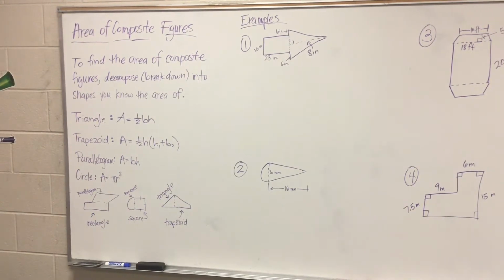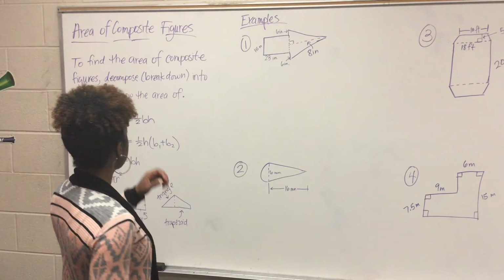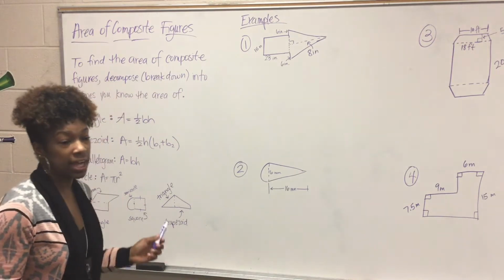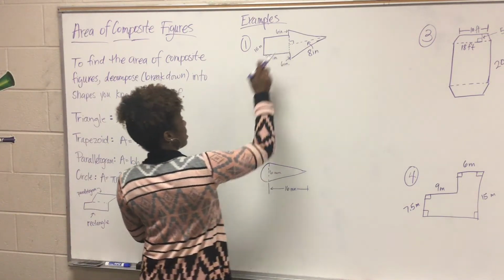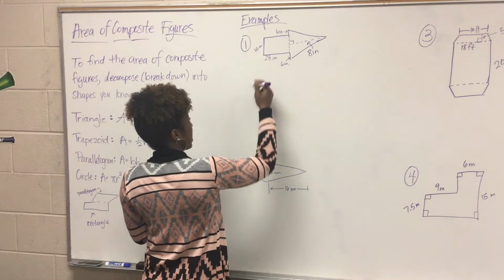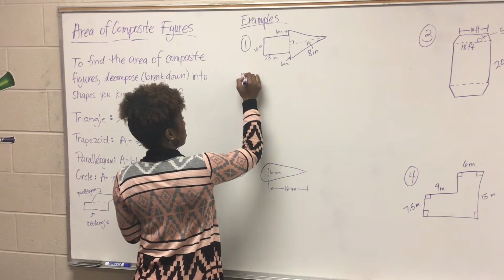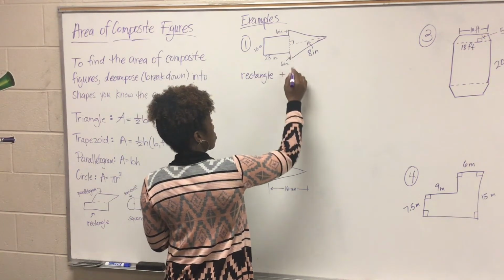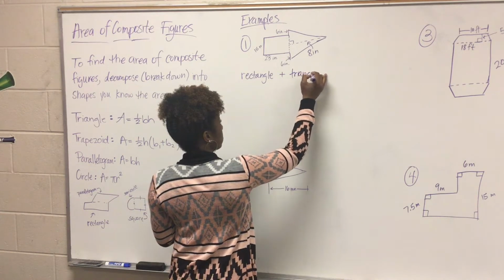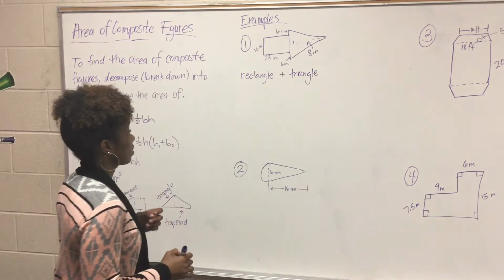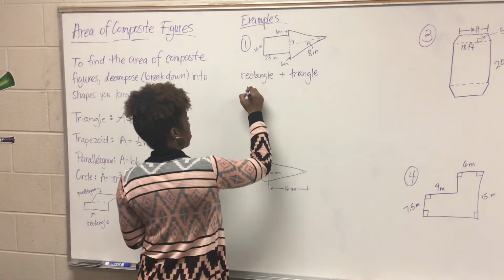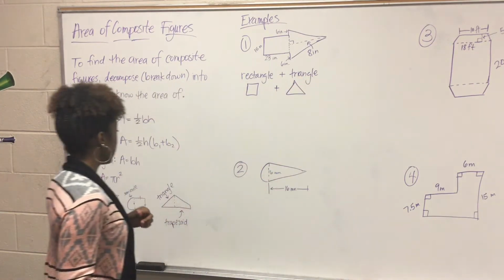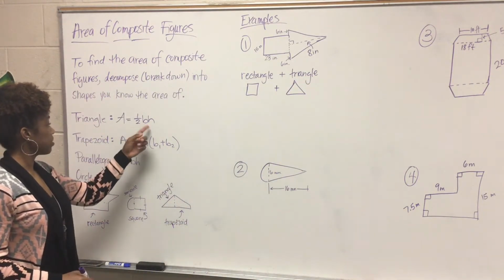So now we have example 1. The first thing you want to do when you come across a composite figure is to realize what shapes you're dealing with, however many shapes there might be. So I know here I have a rectangle because I have 2 different side lengths. And then I have a triangle. Then I want to draw the rectangle, and I want to draw the triangle. I'm doing this so I can get all of the components that I need, okay?